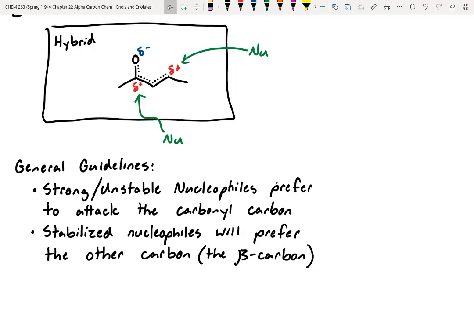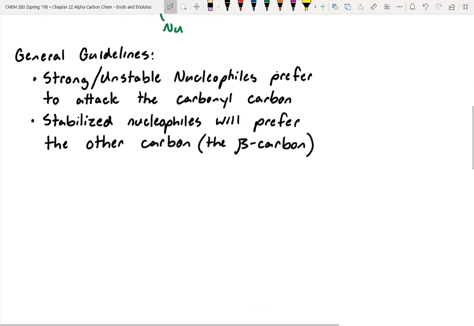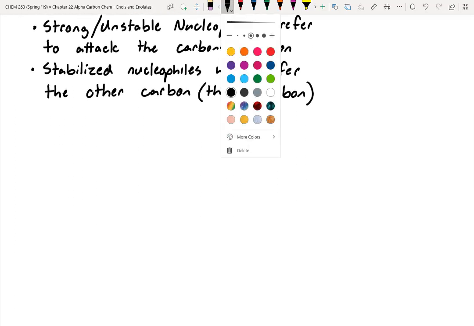Is it because that one is more sterically hindered, so you need something more unstable? So sterics does play a role, but it's also electronics too. In organic chemistry, it's always this battle between sterics and electronics. Oftentimes it's not one or the other, it's this combo of both. Okay, so let's take a look.